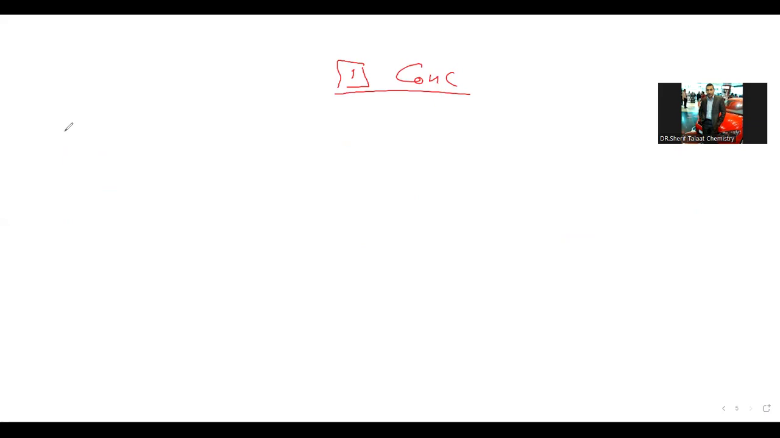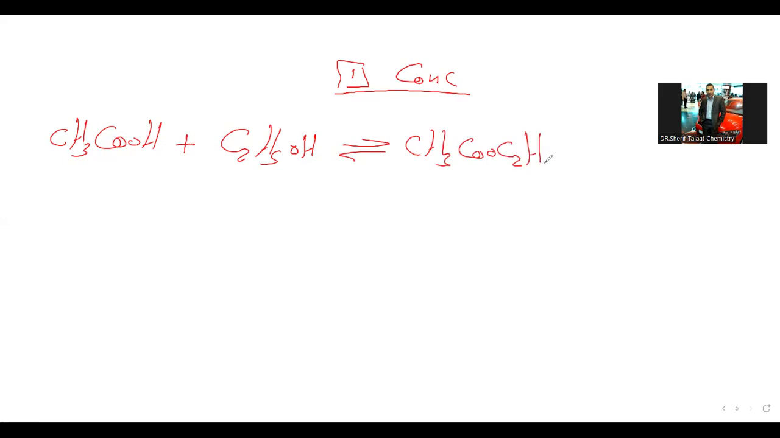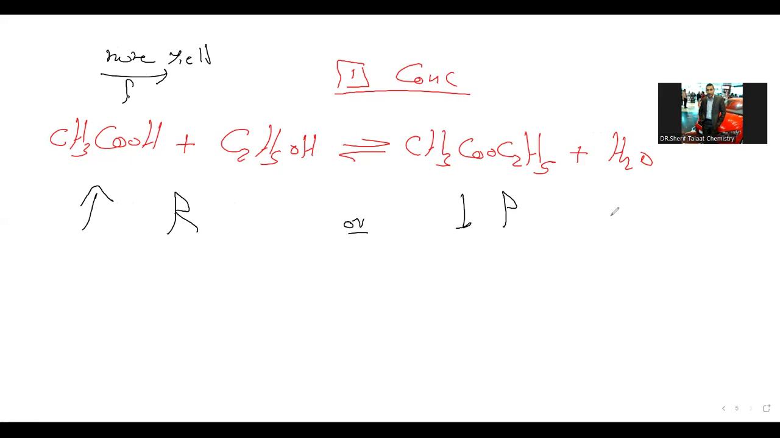In concentration, for example, if you have a reaction CH3COOH plus C2H5OH to form CH3COOC2H5 plus H2O. This is an equation. How can we make the reaction move forward? To make the reaction move forward, this means more yield. How to move forward? By increasing reactants or decreasing products, the reaction moves forward and more yield is produced.